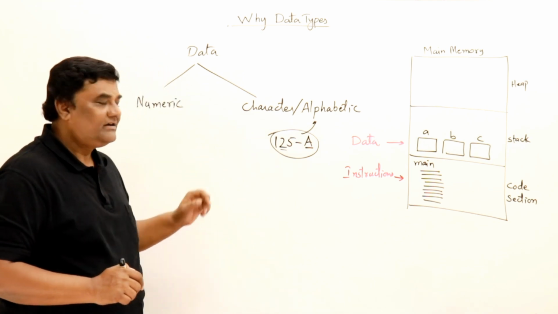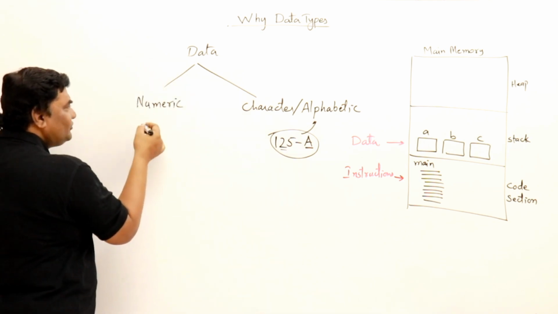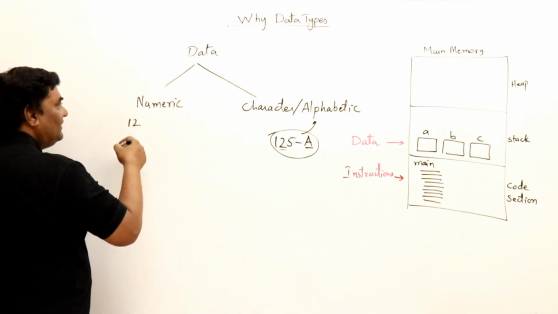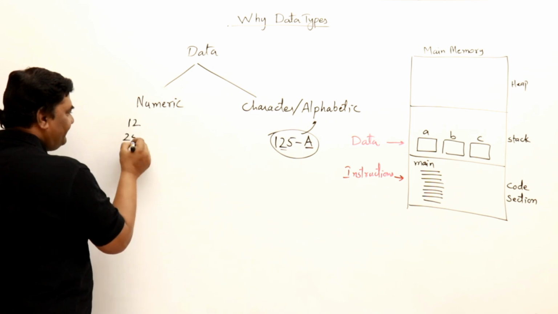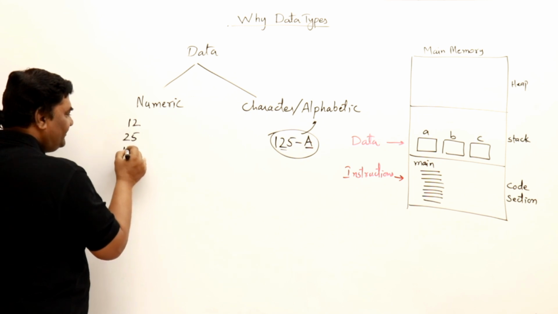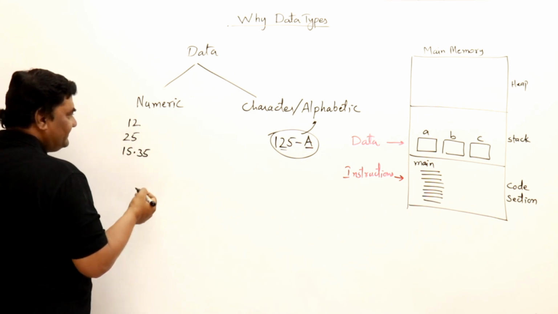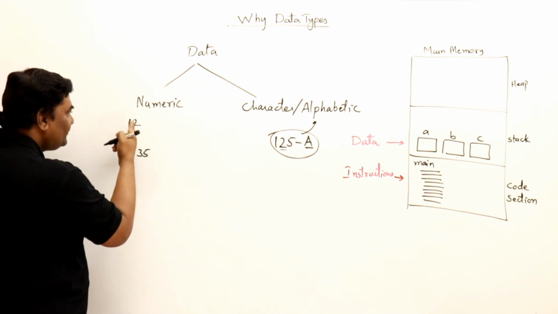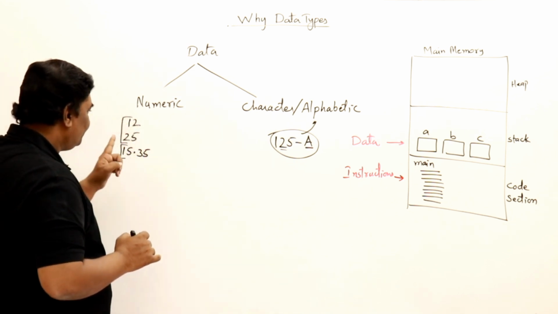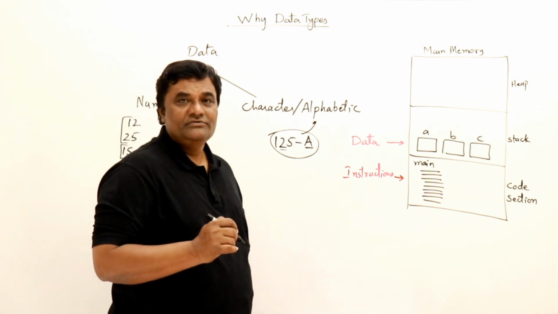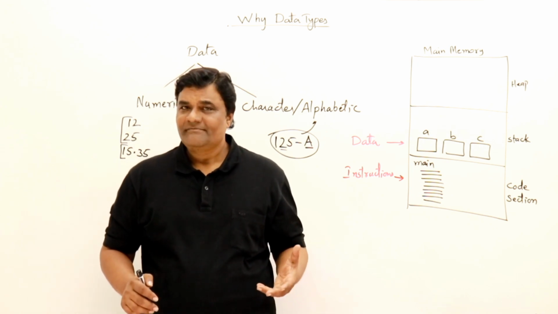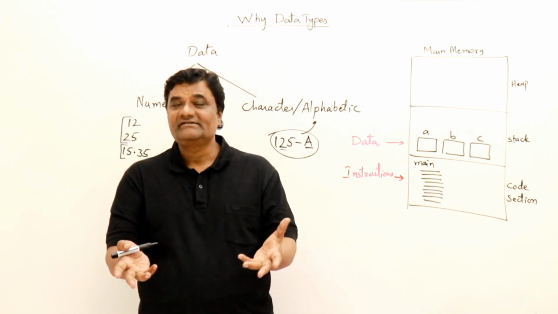So let us pick up numeric. If I have a number, that is the price of some item, let us say it is $12, or a roll number of a student, say 25, or the bill amount is $15.35. If you observe, this one does not have a decimal and this one has a decimal. With this I can say that in daily life we use two types of numbers, one with a decimal and one without a decimal. We don't usually differentiate them. We say it's a number only.